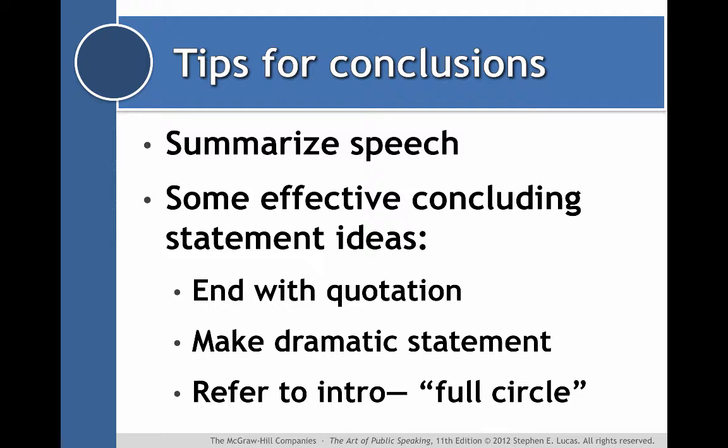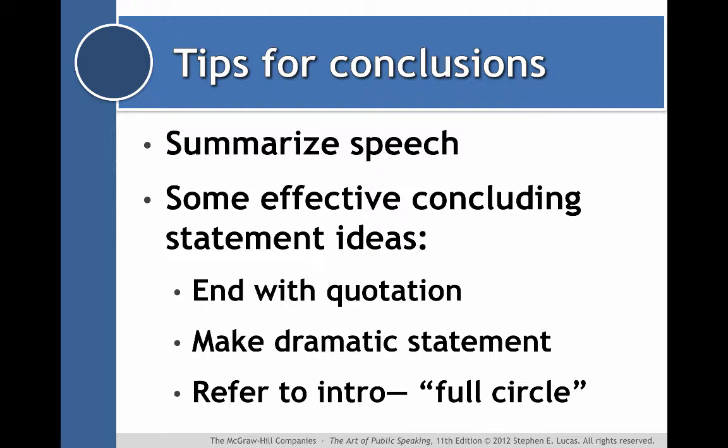Some effective ideas include ending with a quotation. Again, make sure it's appropriate and tell us who said it. For instance, to end the cheesecake speech, you could say, "So don't be afraid to give this recipe a try. You won't be sorry. As Martha Stewart says, cheesecake is always a good idea."